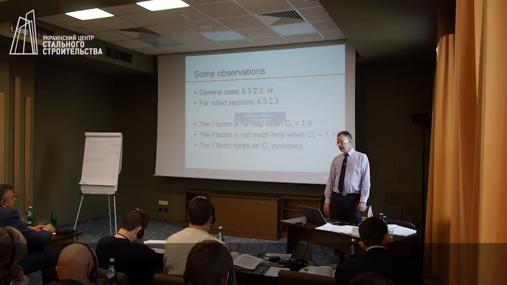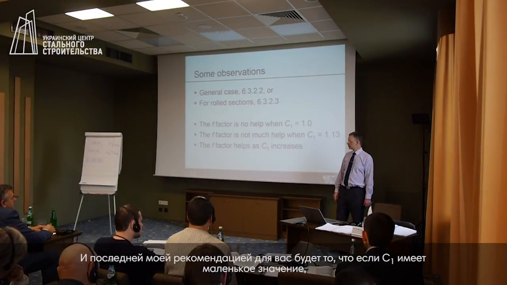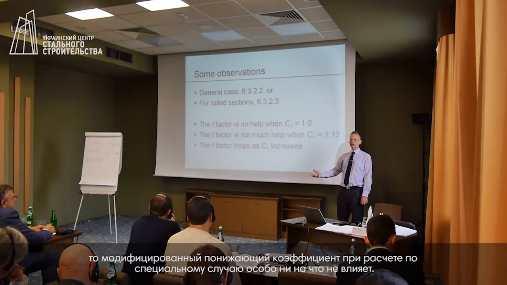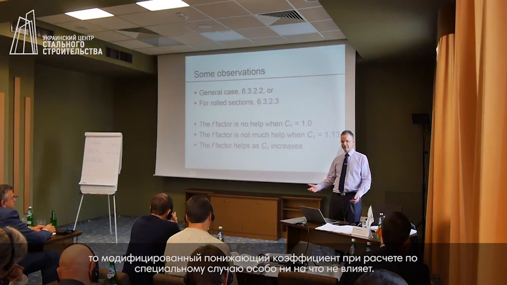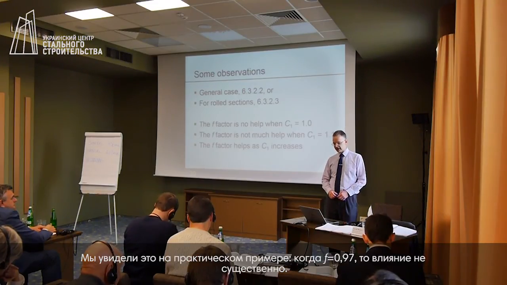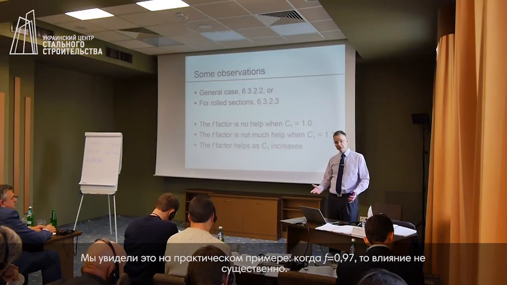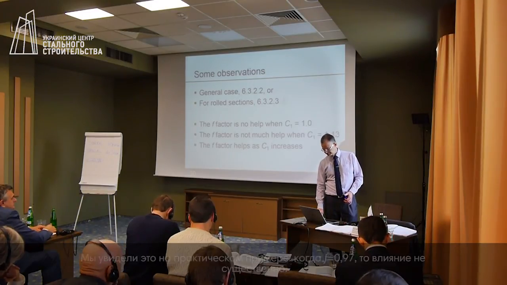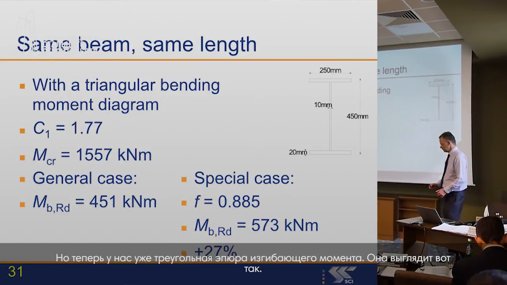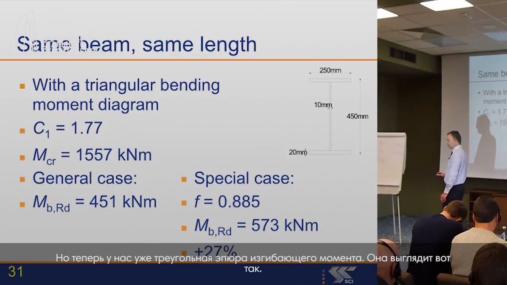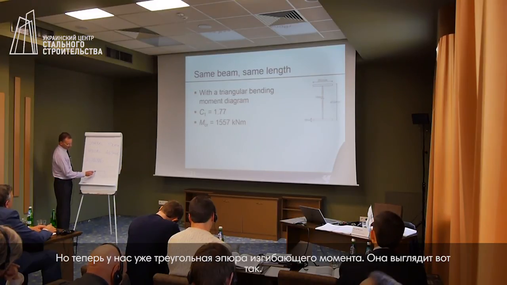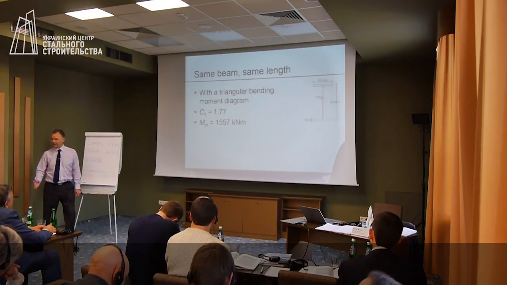My last comment to you was that when C1 is small, the modification in the special case is not very worthwhile. We saw in that particular example that f was calculated at 0.97, so not significant at all. Here is the same example, but now the bending moment diagram on the beam is triangular. So the bending moment diagram on the beam looks like that.